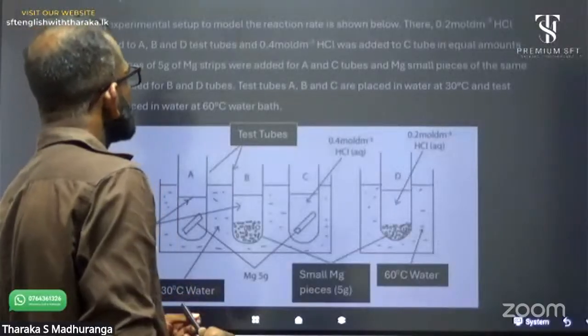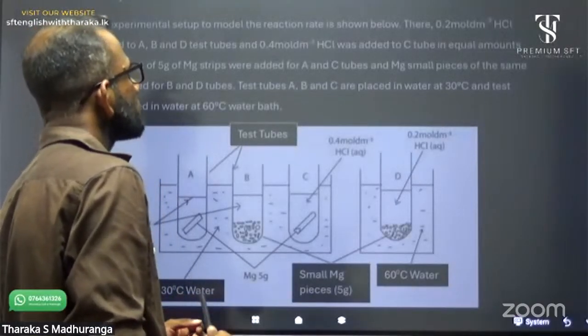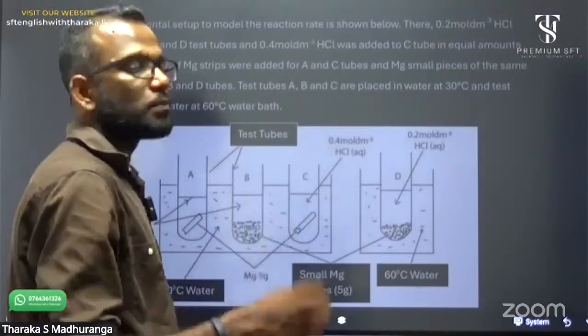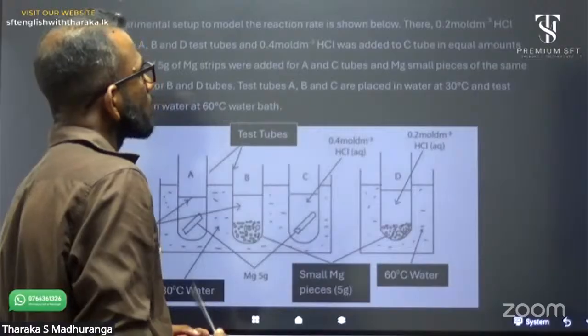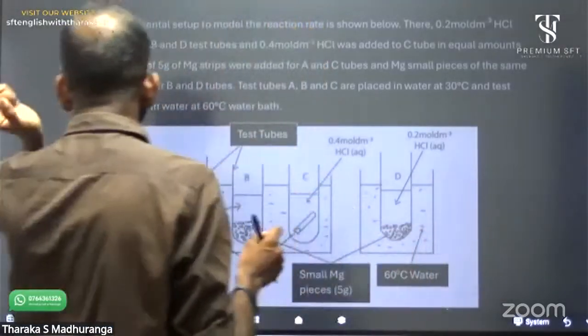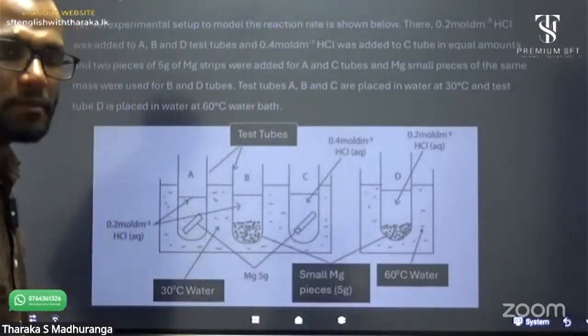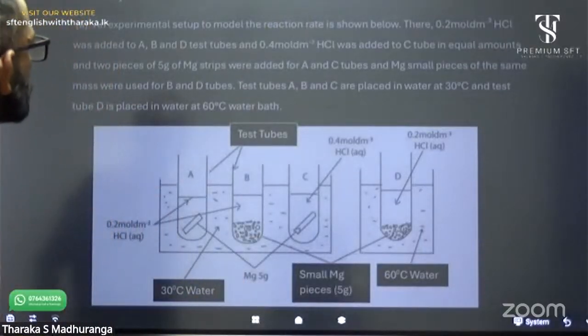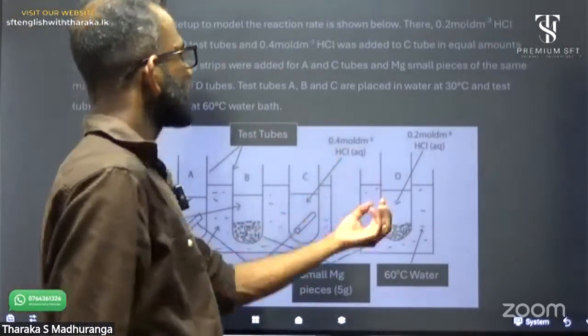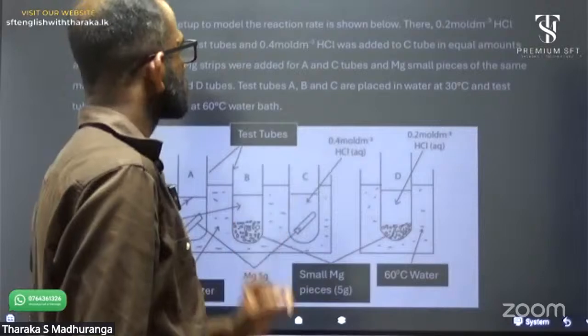2 pieces of 5 gram of magnesium strip were added to A and C. A and C magnesium strip, right? And magnesium small pieces of the same mass, that means 5 gram, were used in B and D tubes. B and D magnesium small pieces, same mass.